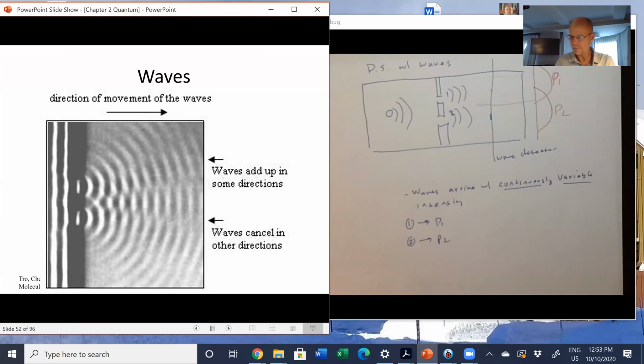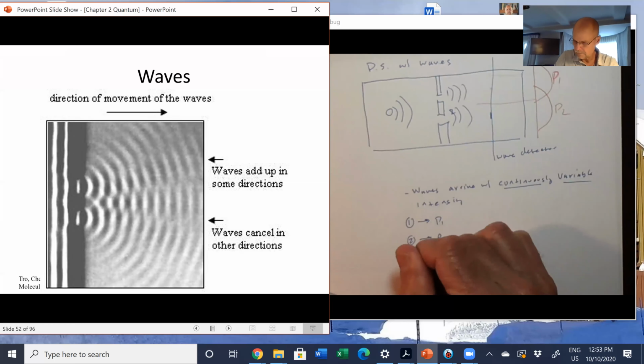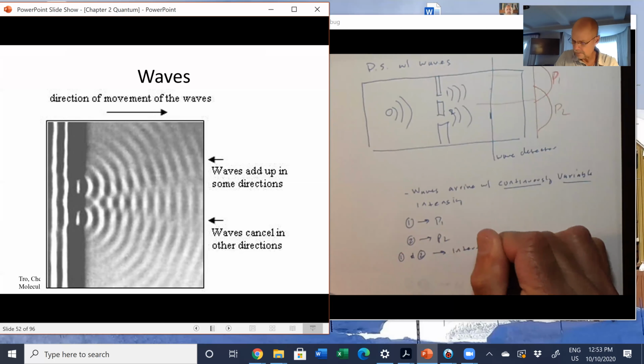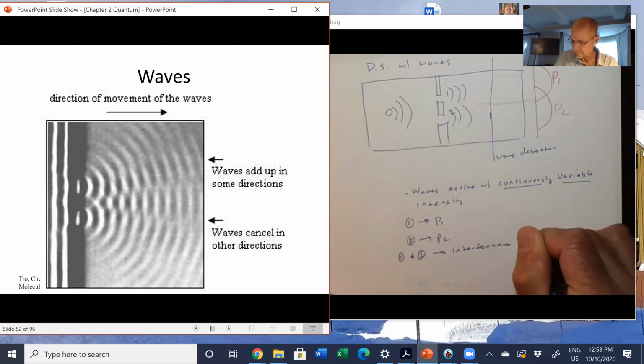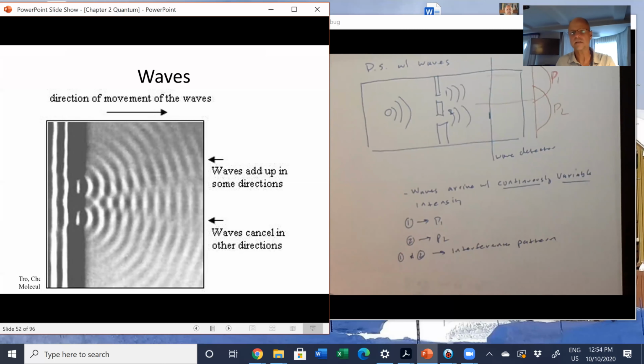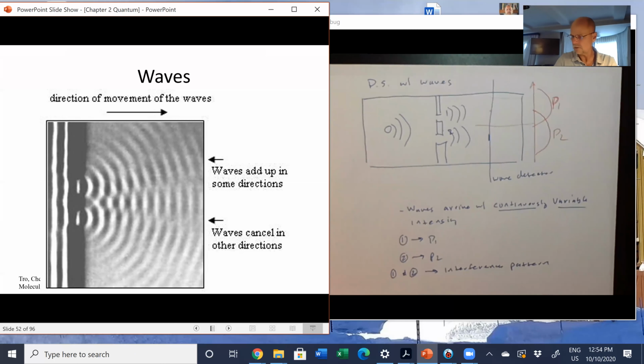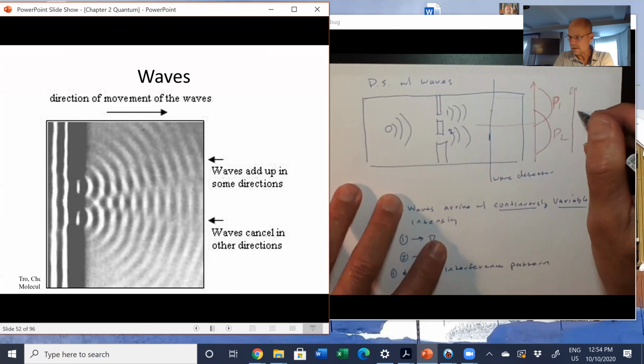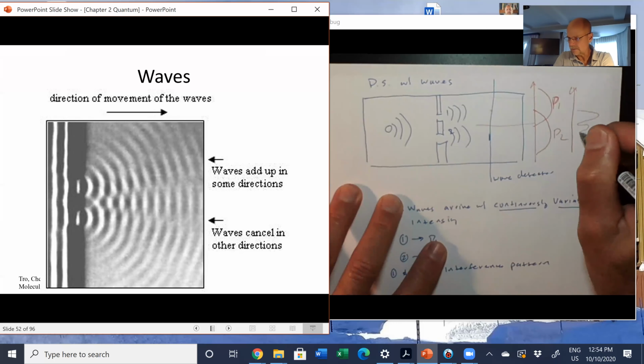Now, if we open both of them, we get an interference pattern, characteristic of waves. So if I do that, it's going to look something like this. It's going to be greatest here, and then it's going to oscillate and go down.